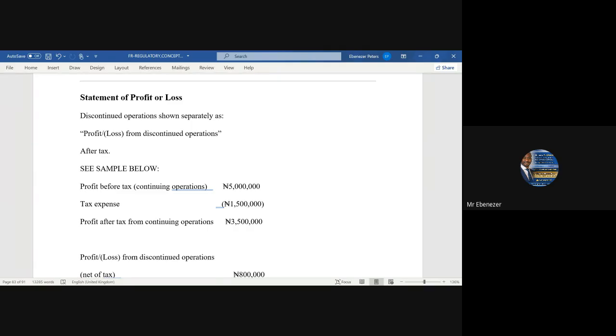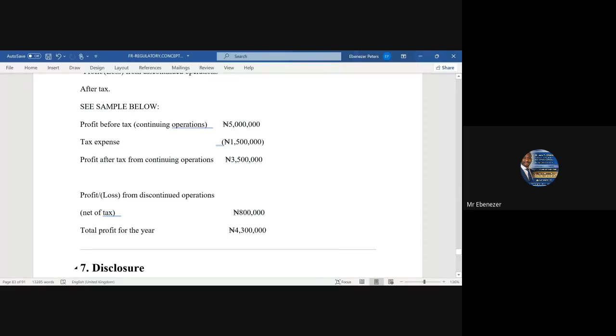All right. So now, discontinued operation. This is how it is. I'm giving you a sample below. Once you have done the calculation on your discontinued operation, that's the way I've explained it, this is how to put it there. Look at it here. Profit before tax, this is what we call continued operations, 5. Tax expense, 1.5. Profit after tax, 3.5. Then you will now recognize profit or loss from discontinued operation, net of tax, 800. The total profit for the year will now be the addition of continued operation and discontinued operation. This is how to recognize it in your financial statements. That is for discontinued operation. Is it clear enough?